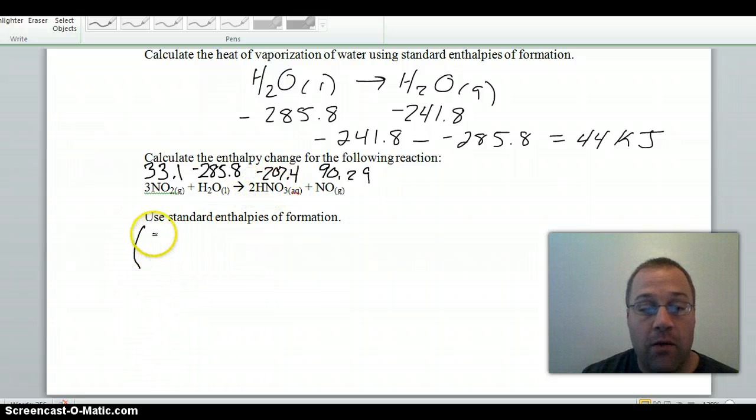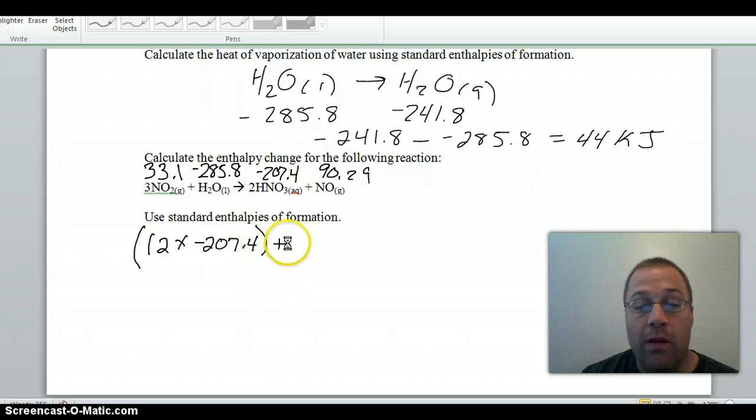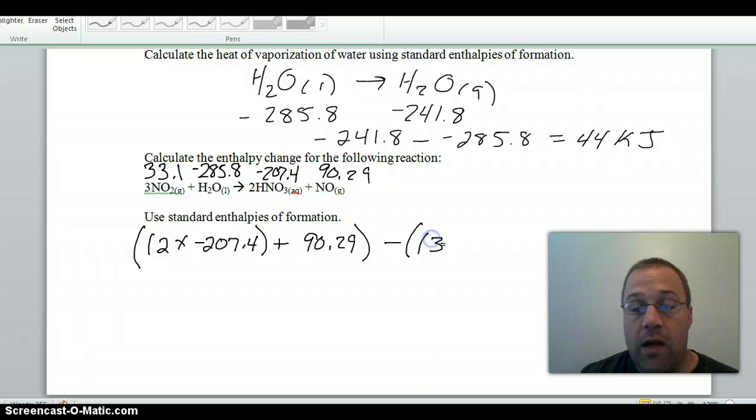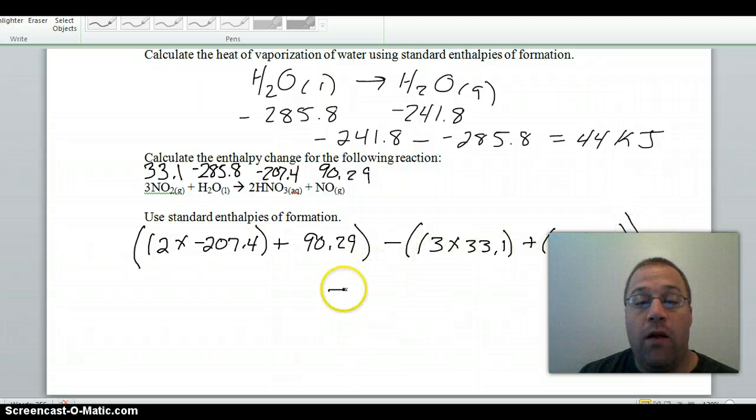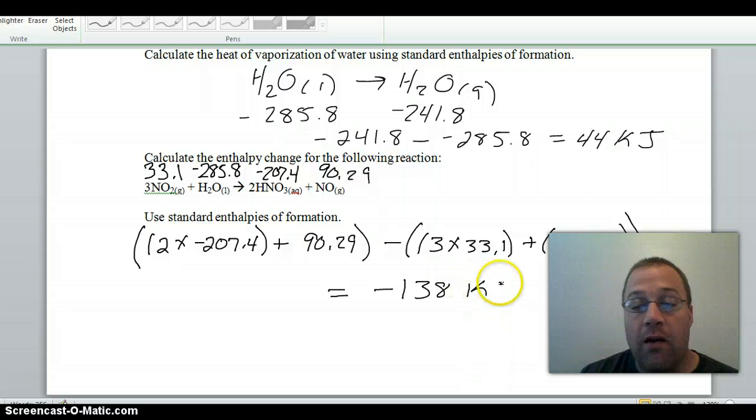So, sum of my products. There are two HNO3s, each with a heat of formation of -207.4. Again, that just means how much is released when that forms. Plus, there's one NO at 90.29. So that's the sum of my products, minus sum of my reactants. There are three NO2s, each with a heat of formation of 33.1, plus one H2O with a negative 285.8. So you're going to plug that all in your calculator or do it in your head if you really feel like that. Negative 138 kilojoules.